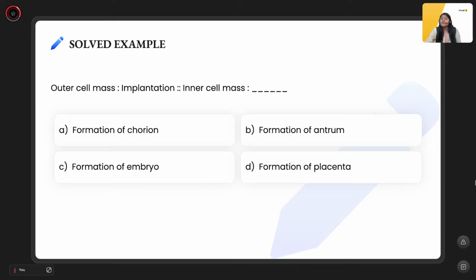In blastocyst, the outer cell mass, which is also called trophoectoderm or trophoderm, is involved in the formation of extraembryonic membranes, chorion, and it is involved in the implantation process. Now, inner cell mass is actually involved in the formation of embryo. Okay, so if outer cell mass is related with implantation, the inner cell mass is going to be associated with formation of embryo. So the correct answer to this question is going to be option C.